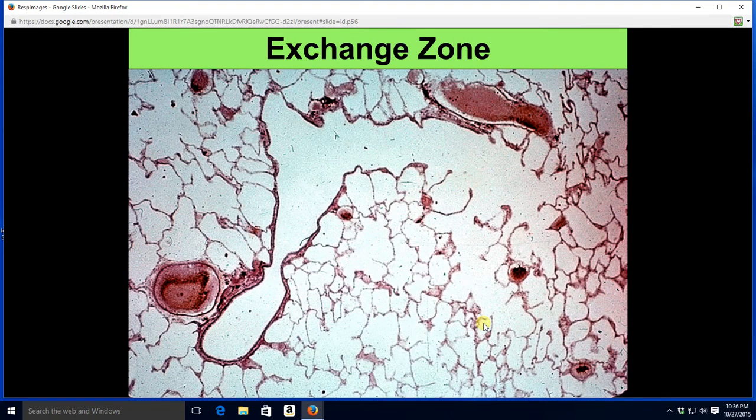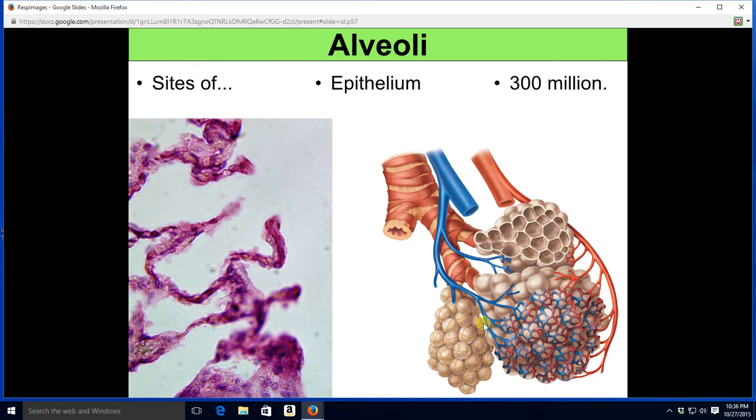All right, on this picture, this is kind of a lab review. You should be able to identify for me terminal bronchiole, respiratory bronchiole, alveoli, and alveolar duct. Good luck. Show me what you got. All right, alveoli, they are the sites of exchange. As such, they're going to need simple squamous epithelium because exchange is mediated by diffusion, and the enemy of diffusion has always been, will always be distance.